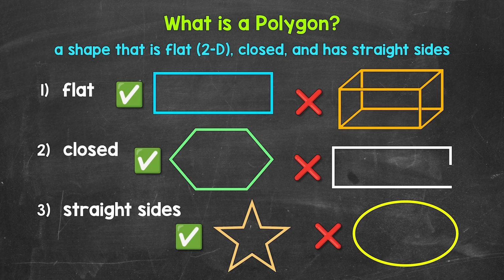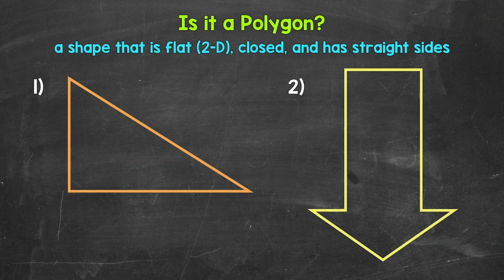Now that we know what polygons are and the three rules they need to follow, let's take a look at some shapes and determine if they are polygons or not. So here are our first two shapes. We'll do 6 in total. Is number 1 a polygon? And is number 2 a polygon? What do you think? Well, both are flat, closed, and made of all straight sides. So yes, both are polygons.